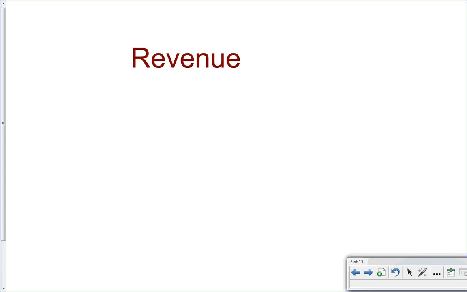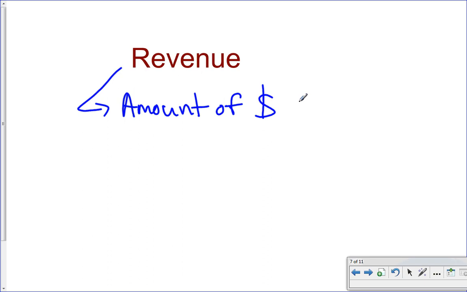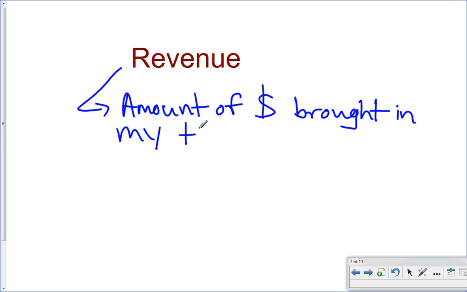Okay, the next term we're going to talk about is revenue. Now, when you hear the word revenue, I want you to think it's the amount of money that is brought in by the selling of the product or service. So it's the amount of money brought in by the selling of a good or service.